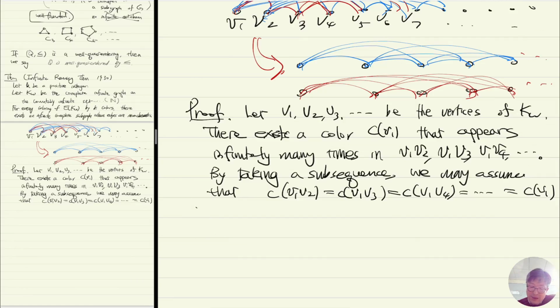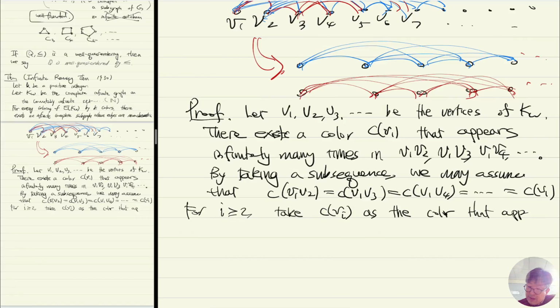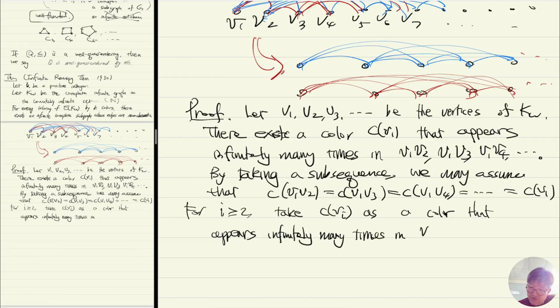Similarly, let me say for each i, take c(v_i) as the color that appears infinitely many times in (v_i, v_j) for j bigger than i, because you might have many colors that appear infinitely many times.